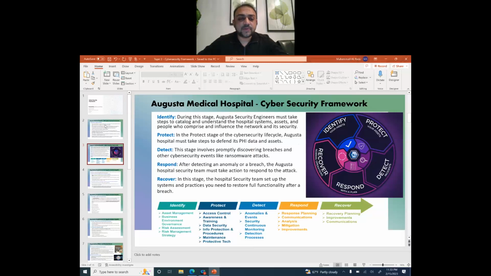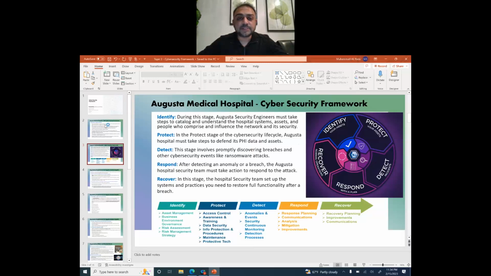The next and the last stage is the recovery stage. In this stage, the hospital system security team needs to recover the system and restore it to be fully functional after a data breach.